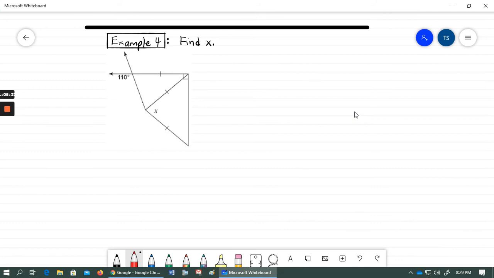All right, so folks, here we got example 4. In this one, they're asking you to find x. Again, the first thing I want you to do is list out what type of triangle it is. And these are both isosceles triangles here. There are 2 triangles there.